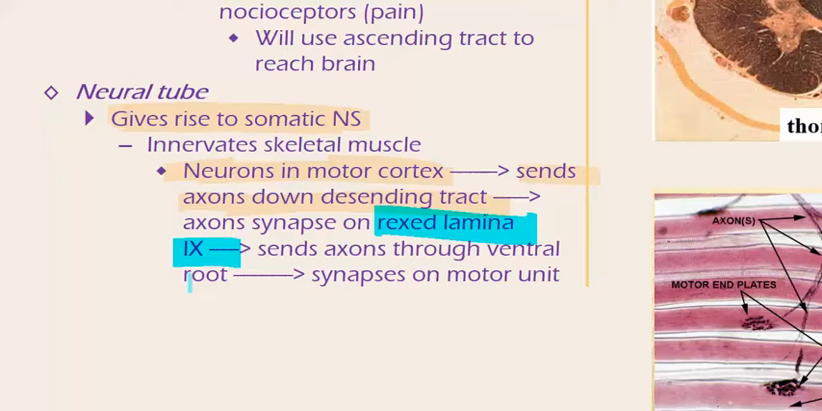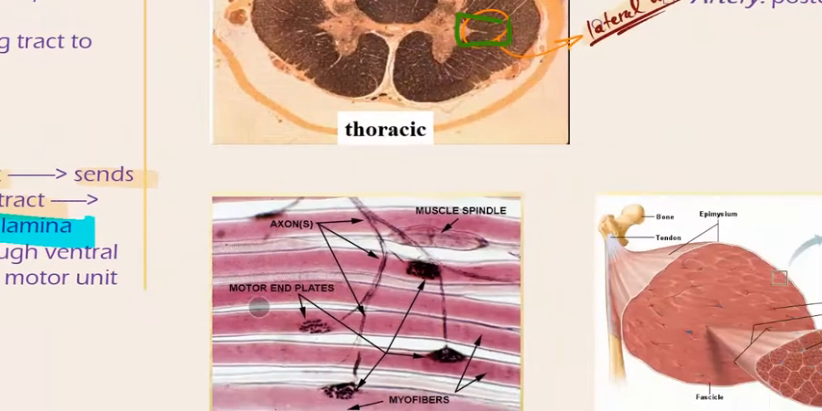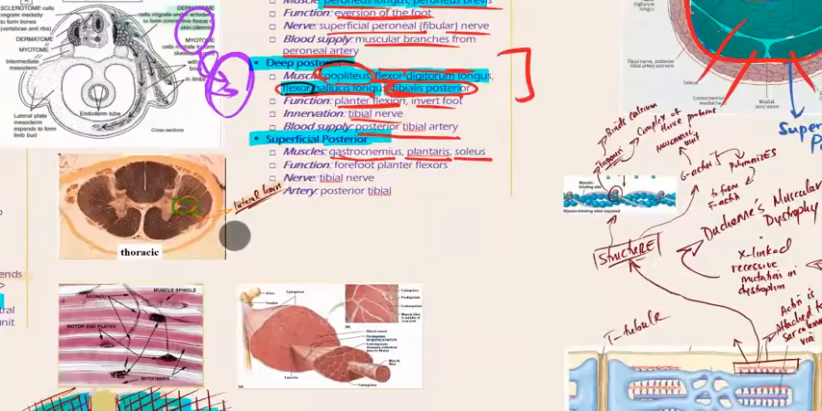And we said there were two groups of these in Rexed lamina, the medial and lateral. Which ones are for trunk muscles? Which ones are for your limb muscles? Lateral. Which ones are for your flexors? The ones that are more dorsal. Which ones are for your extensors? The ones that are more ventral. So once they synapse onto the Rexed lamina, that neuron is then going to give off its axon, and that axon is going to travel through your ventral root.